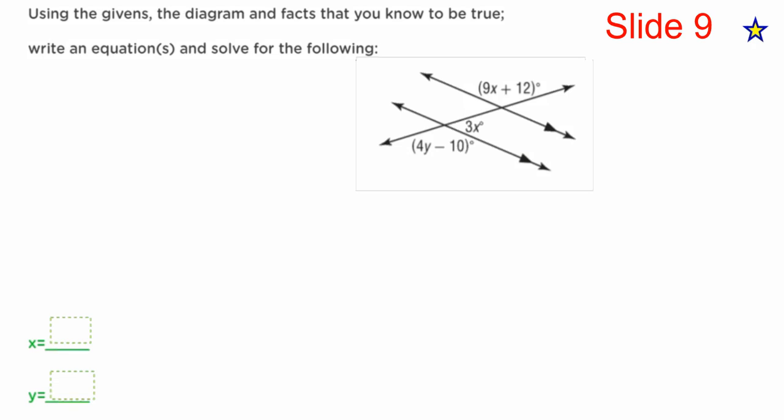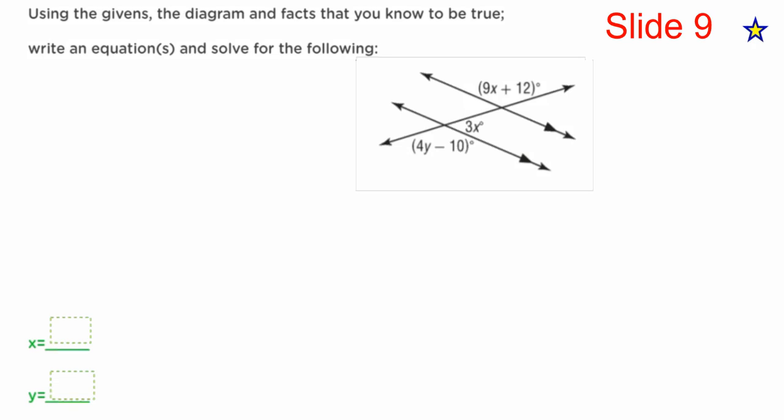Using the givens, the diagram, and facts that you know to be true, write an equation or equations to solve for x and y. So again, if we look at the givens, we have three angle expressions represented. We also see the tick marks here saying that the lines are parallel to each other.